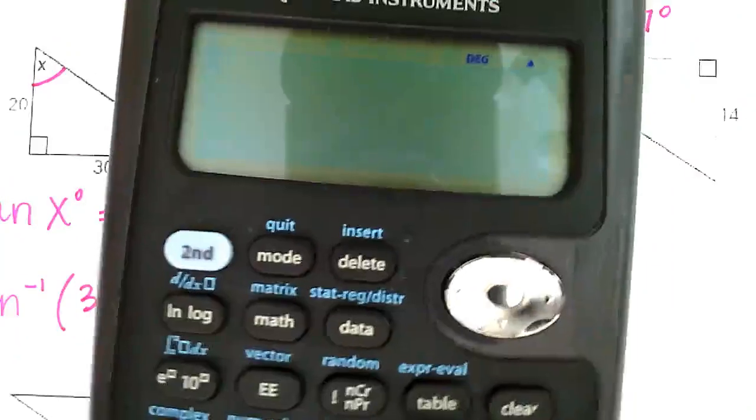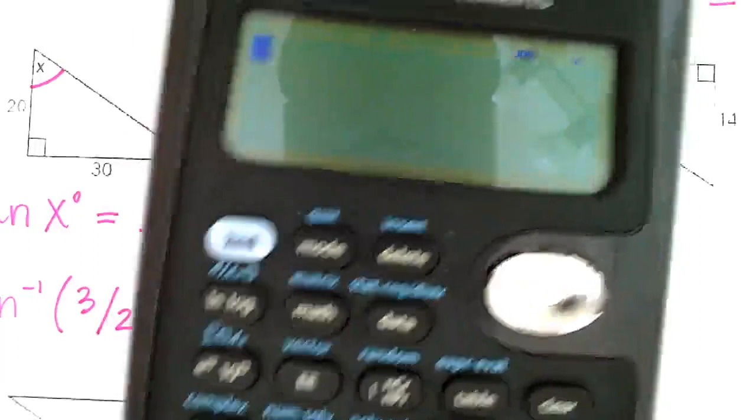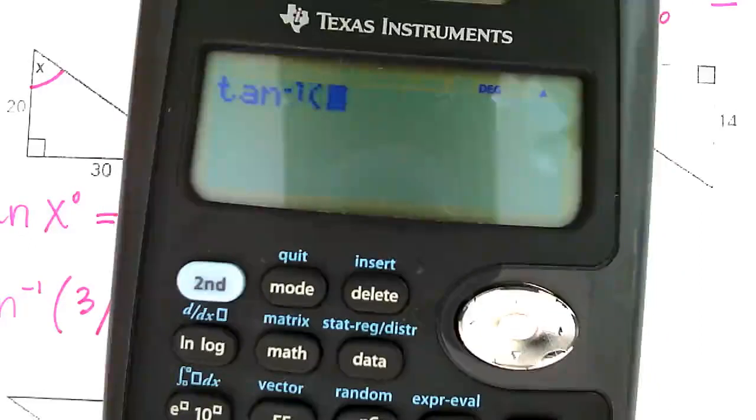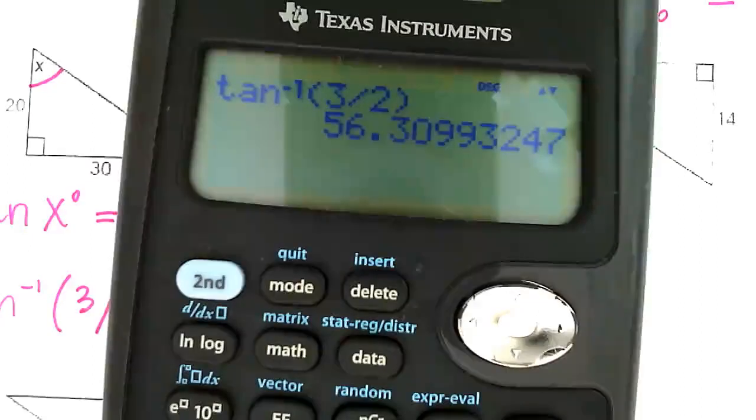All right, so going to the calculator. Again, for this calculator, I just have to double click. So there's my inverse tangent of 3 over 2. Or if you want to put the 30 over 20, it doesn't matter, you'll get the same answer. Hit enter. This angle should be around 56 degrees.